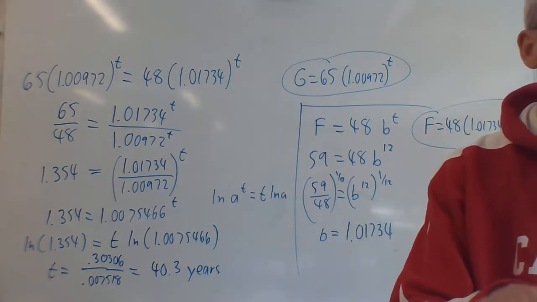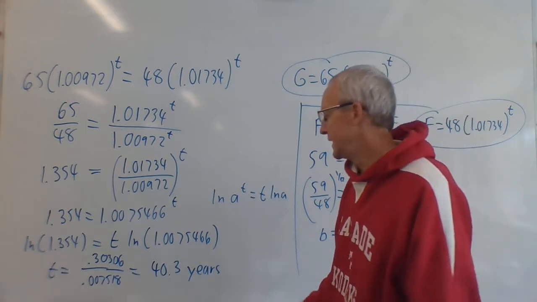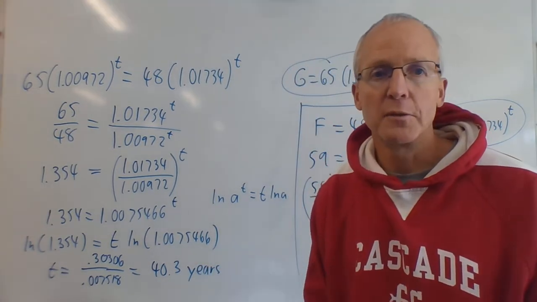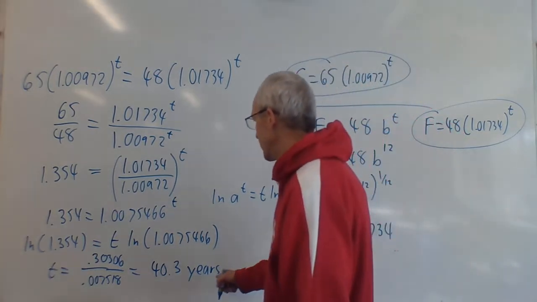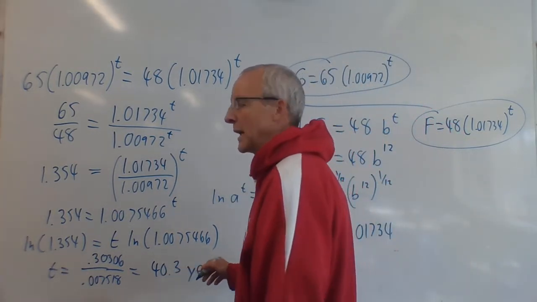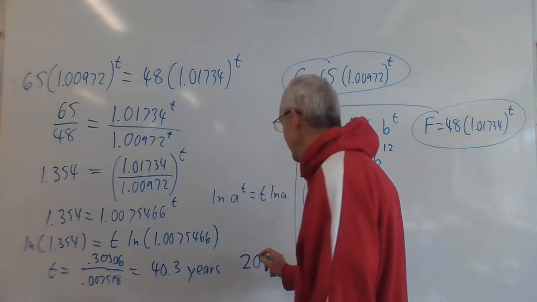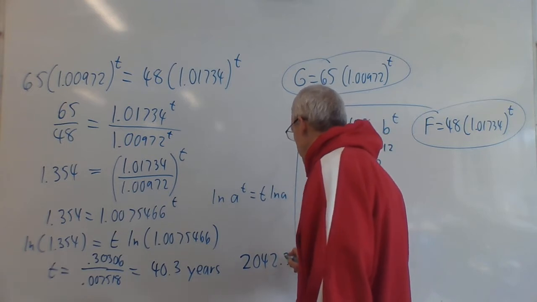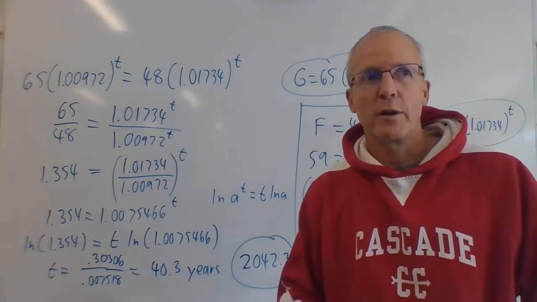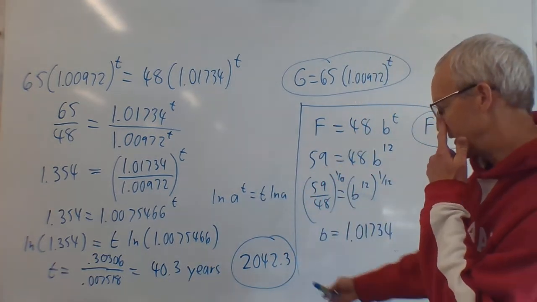Now, what year is that? I said, when will they have the same population? Well, t equals 40 years from 2002, because 2002 is time 0. So the year would be 2002 plus 40, so 2042. So in about 2042.3, but okay, I'll put the 0.3. So the year 2042.3, so whatever that is, a quarter of the way through March, something like that, in the year 2042.